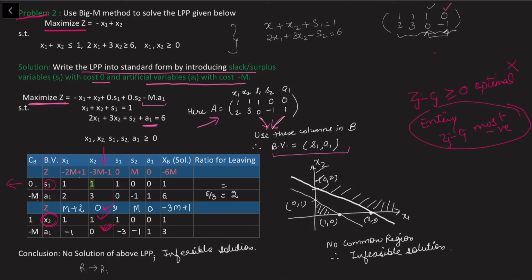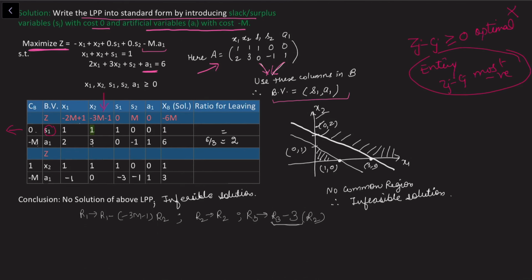R1 goes to R1 minus (3M minus 1) times R2. So this is the entry, minus 3M, and I want to make it 0. So I have subtracted from R1 the same quantity with the help of the pivot. Pivot is in the second row. R2 will remain as it is because we require 1, and R3 goes to R3 minus 3 times the pivot row. R3 has 3, so I have subtracted from 3 so that it becomes 0. Now with these operations, I get these entries.